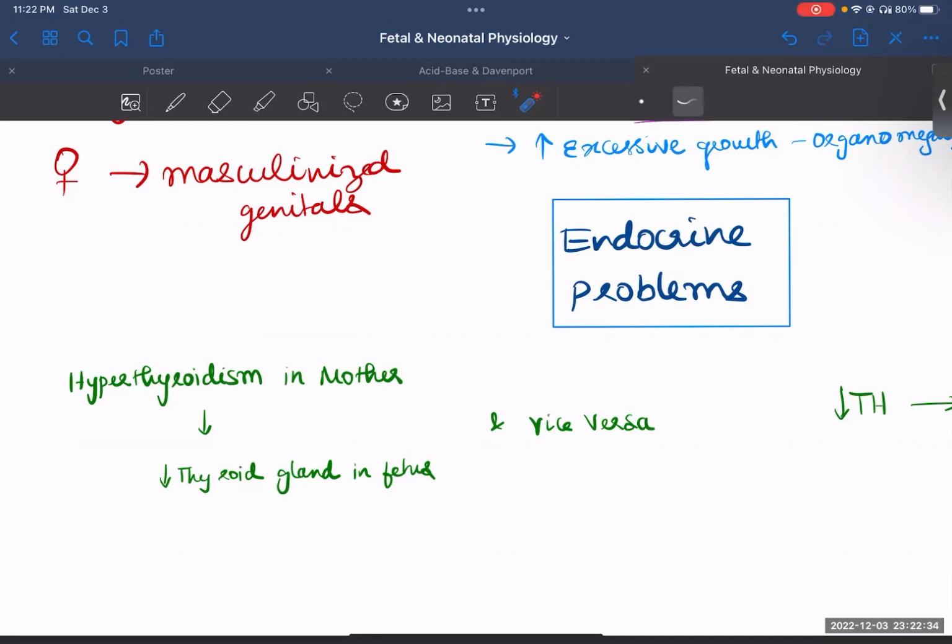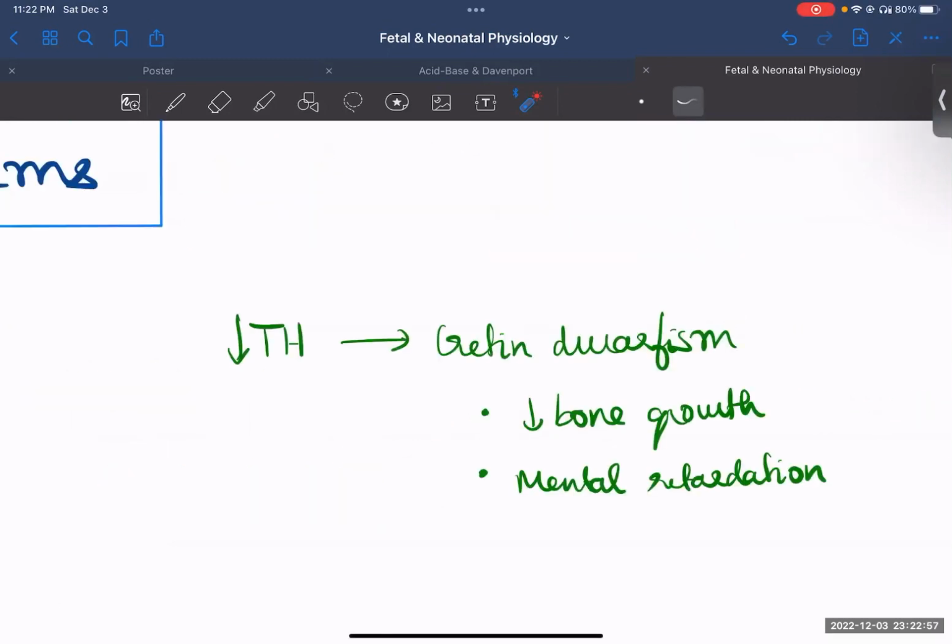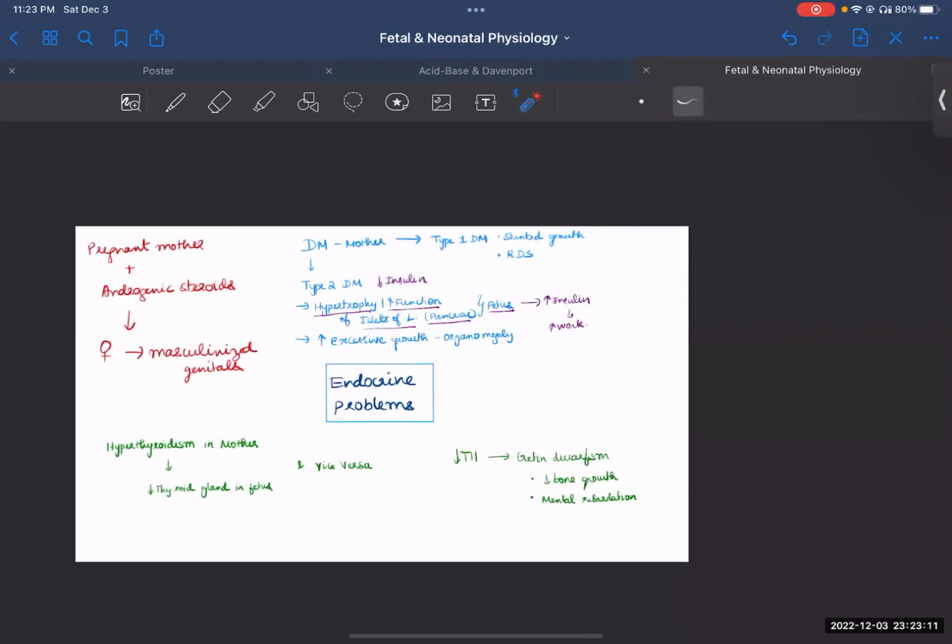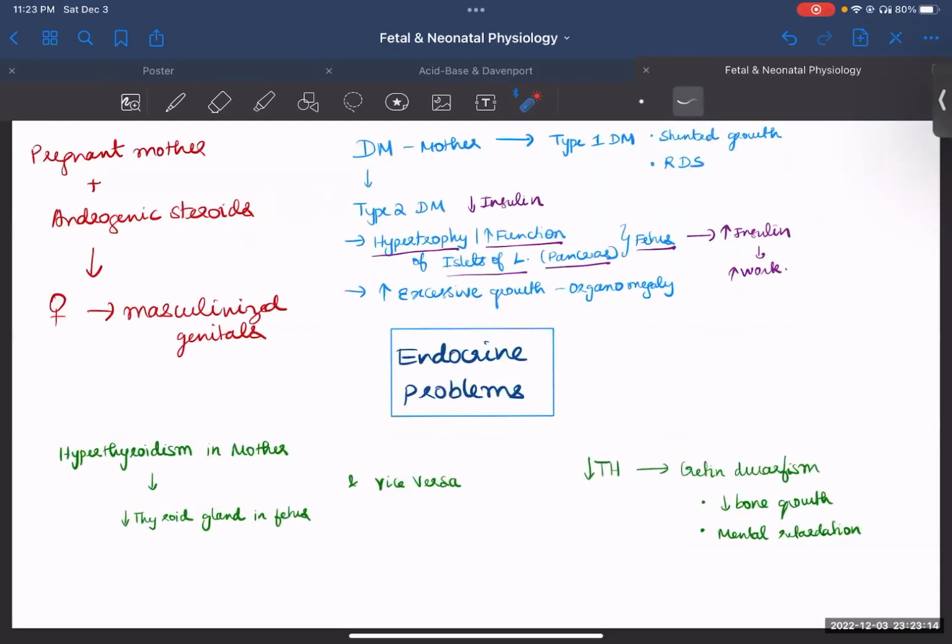Now, vice versa. What if the mother has hypothyroidism? If there are low levels of thyroid hormone, that means the mother is going to depend on the fetus to produce more thyroid hormone, so the thyroid gland of the fetus is going to work more. Fine. Just remember one thing: hyperthyroidism means less activity of the thyroid gland in the fetus, and hypothyroidism means high activity of the thyroid gland in your fetus. Now, a general condition in which there is less thyroid hormone is called cretin dwarfism. Okay, and in this cretin dwarfism, you have decreased bone growth and mental retardation. Fine. That was about all the endocrine problems that a fetus can face because of the mother.